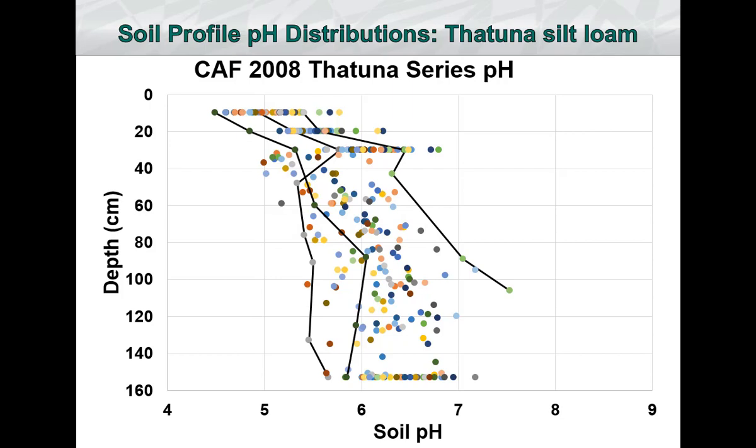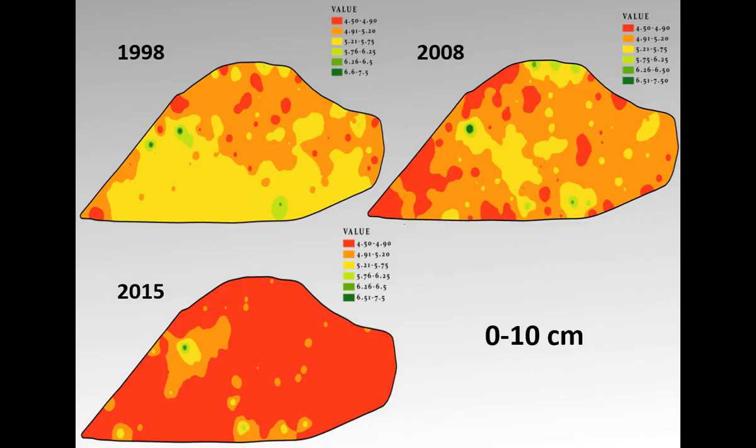Is that something that's going to be a real serious problem that we can't address if we have acidification that deep? So I'm going to walk you through a time series here with depth, going from 0 to 10 all the way down through to that subsoil to show the changes that have occurred in soil pH across this field. And again, this is all based on those georeferenced locations going from 98 to 2008 to 2015 in this case.